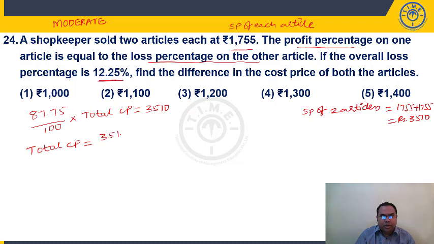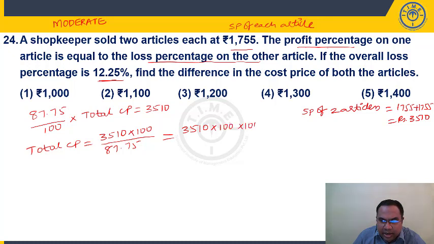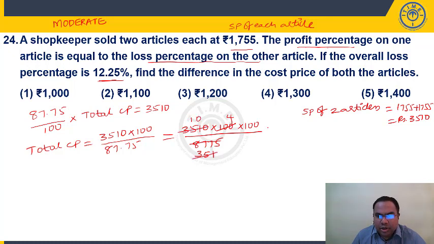So what is my total cost price? 3510 into 100 by 87.75. Or I can write it as 3510 into 100 into 100 by 8775. I am removing these 2 points. 25 fours 100, 25 threes 75, 12 remaining, 127. 25 fives 125, 2 remaining, 25 ones. 351 goes 10 times. So what is the total cost price? 4,000.